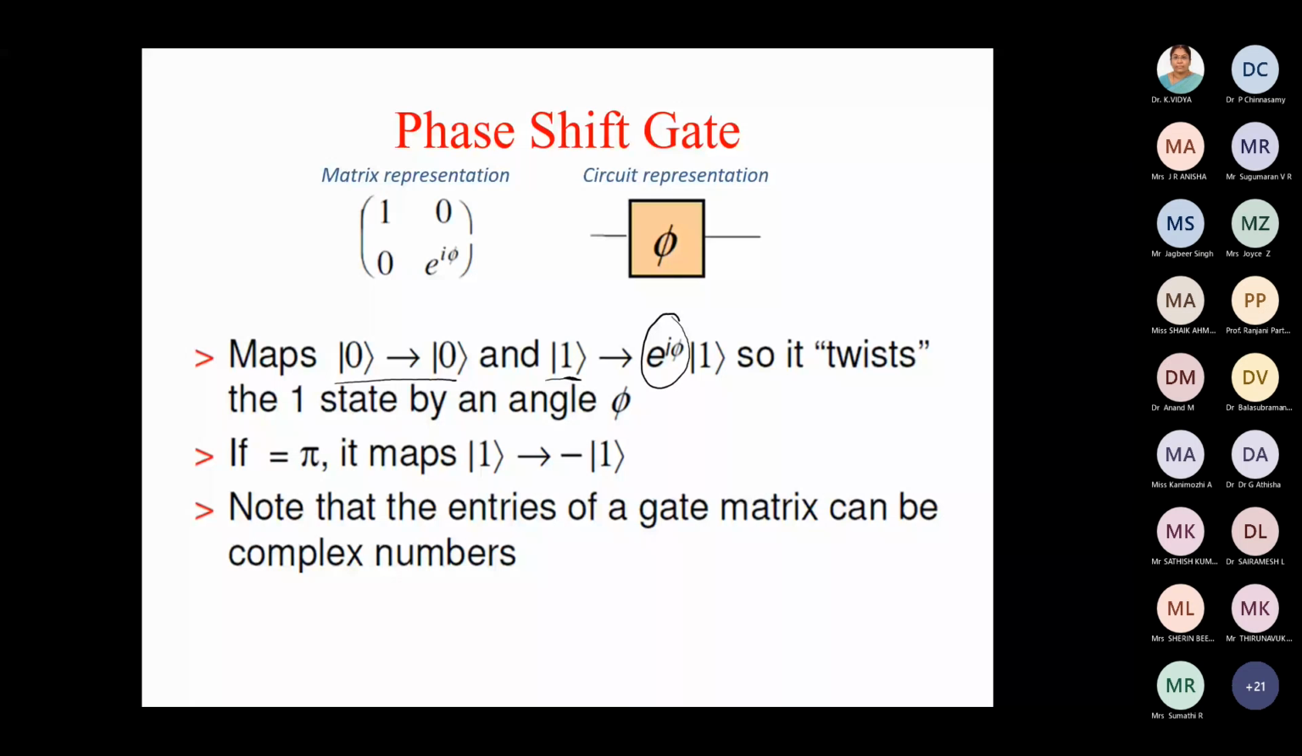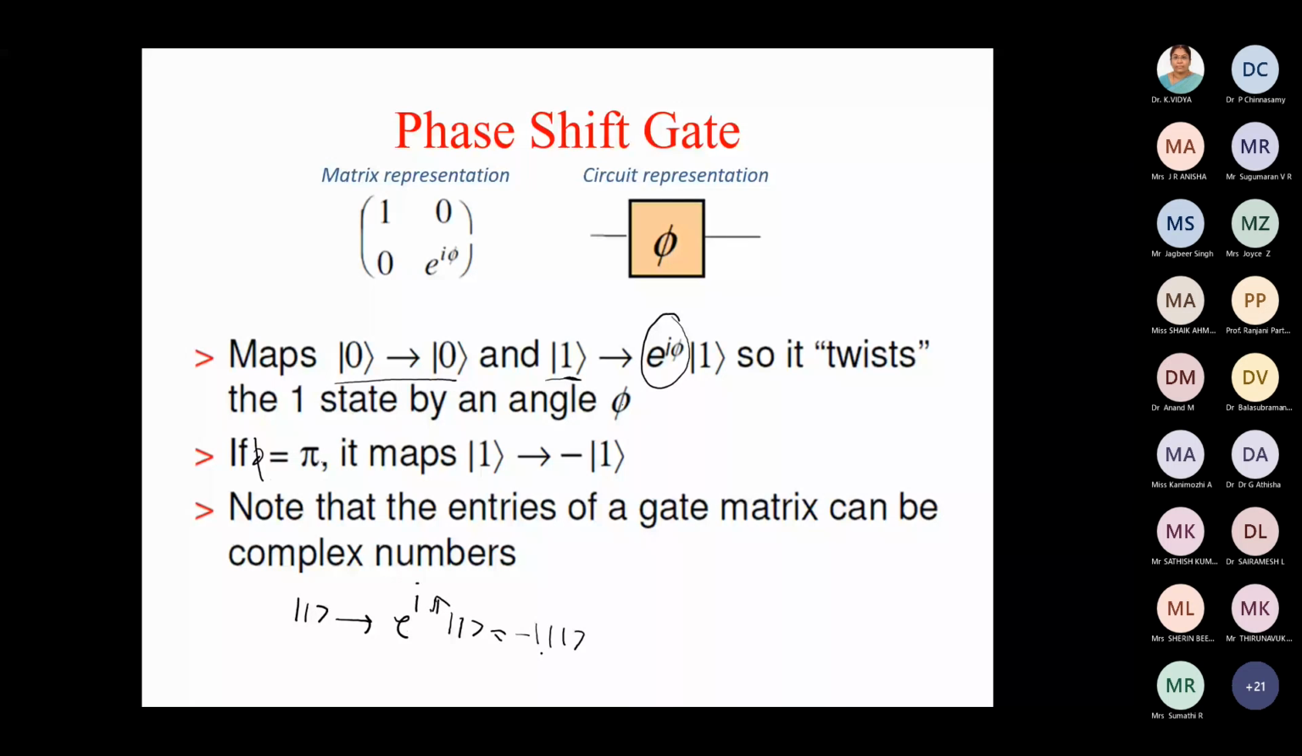Okay. So if I put the value of phi equal to pi, what will it be? The 1 state will become what? e power i pi times 1. And e power i pi is what? Can anyone tell? What is the value of e power i pi? cos pi plus i sin pi. And cos pi is -1.